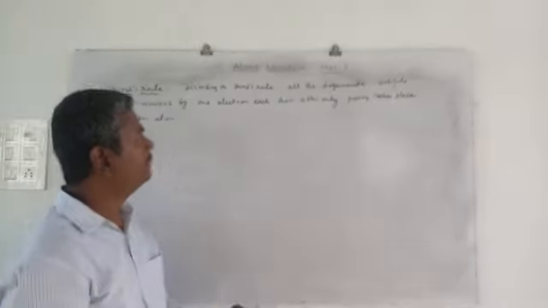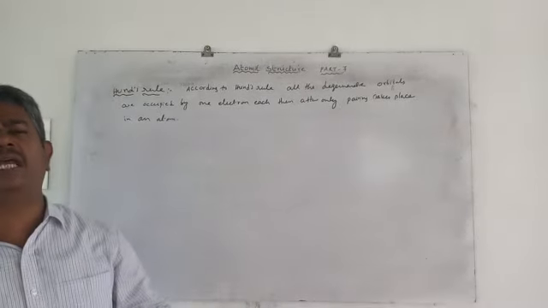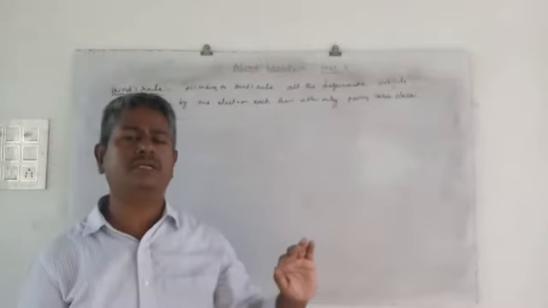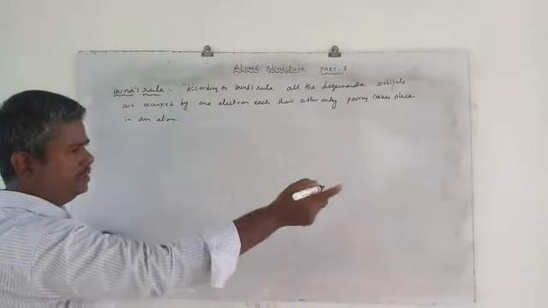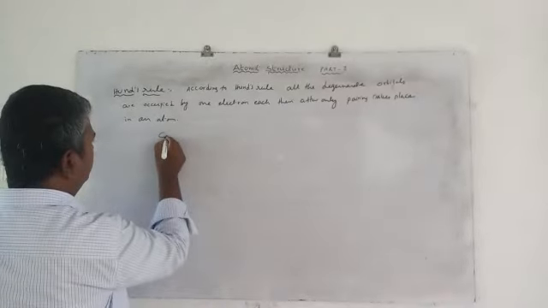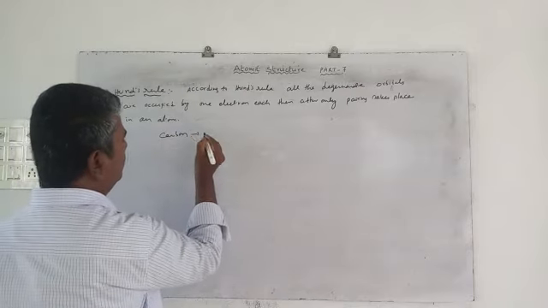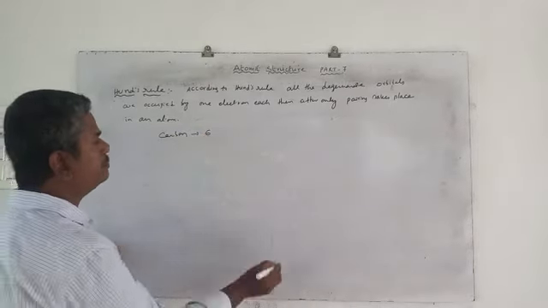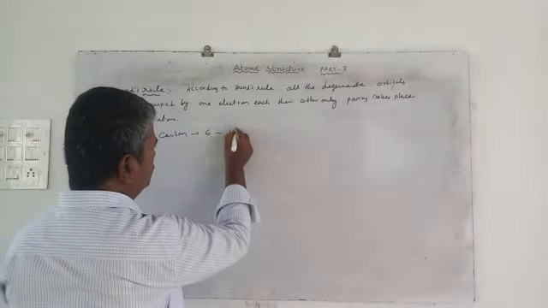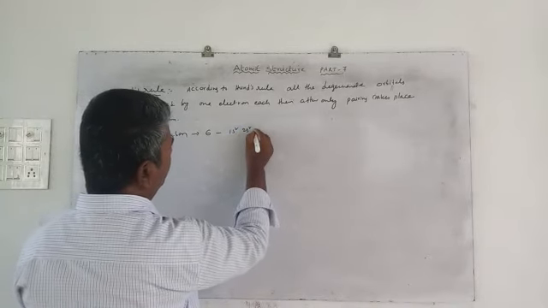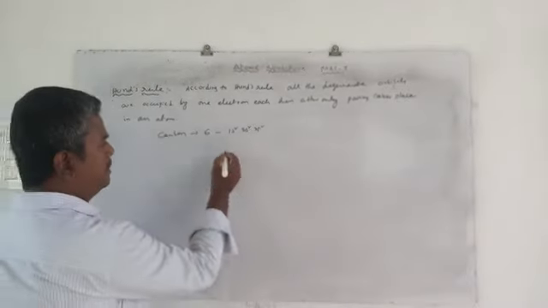So what is the statement here? All the degenerate orbitals. Degenerate orbitals means orbitals having the same energy level. For example, if you fill the electrons in a carbon atom, what is the atomic number of carbon? 6. So the electrons are filled like this: 1s2, 2s2, 2p2.